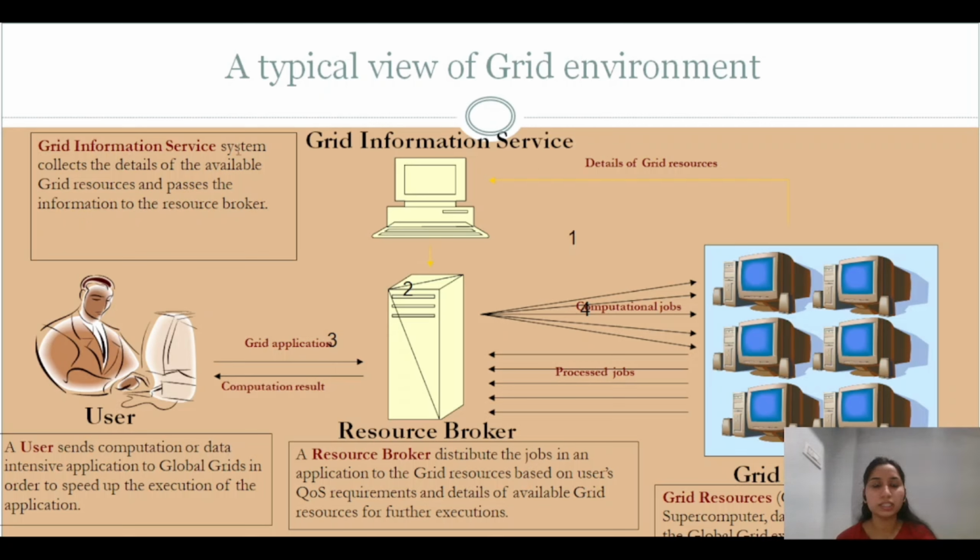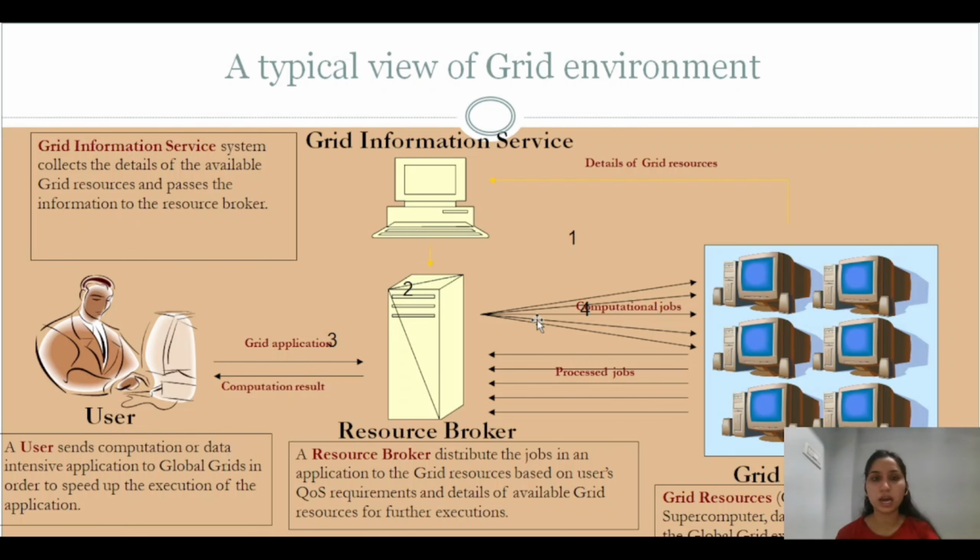Basically, it is a system which collects the detail of the available grid resources and then passes it to the resource broker. And then the resource broker distributes the job in an application to the grid resource based on the user's QoS requirement and details available on the grid resource for further execution. And then the user sends computational or data intensive application to global grid in order to speed up the execution of the application. Now let's see the security mod.